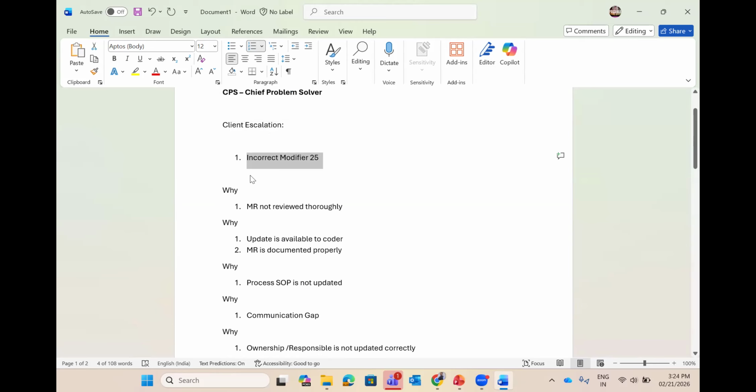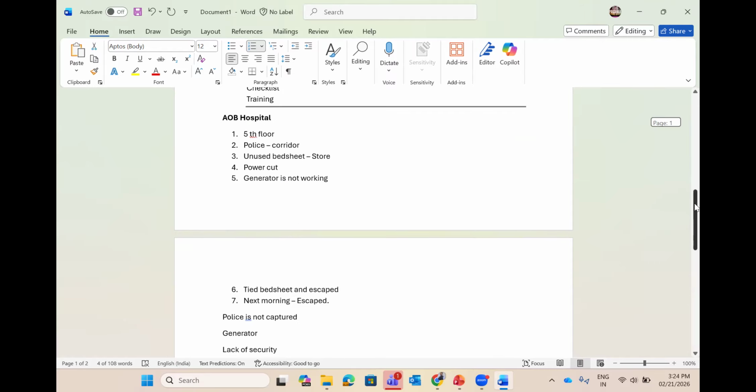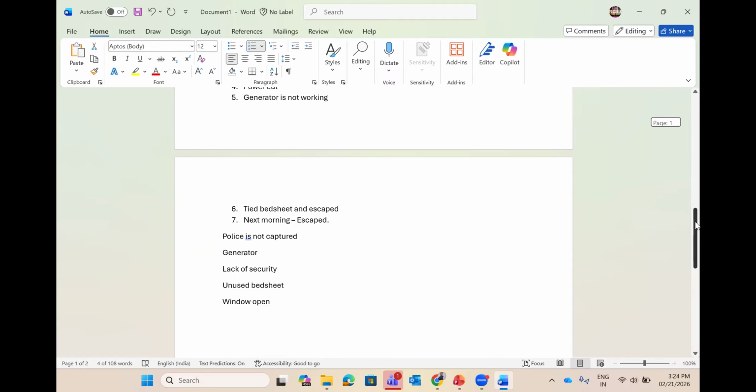See here, what is my problem? Incorrect modifier. What do I need to do? Add modifier. That is a solution. That's not your problem, right? You are not doing an RCA. Here also you're throwing the solution. It's not an RCA. Yes or no?